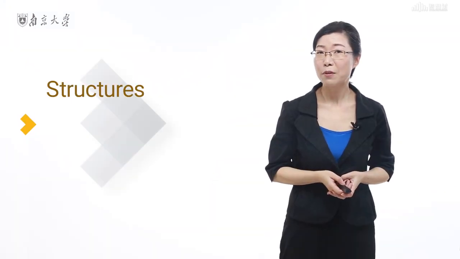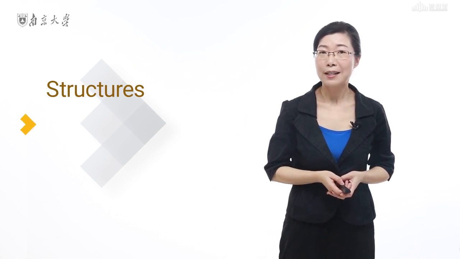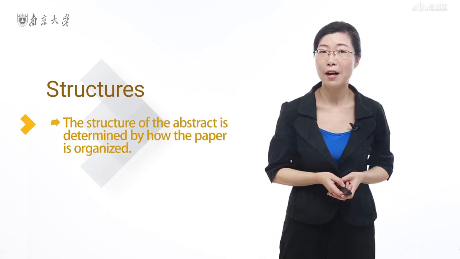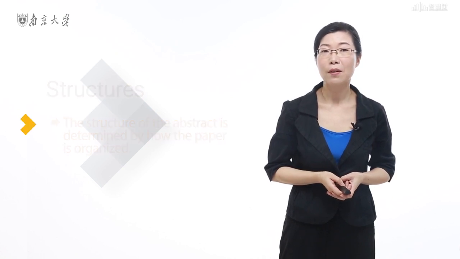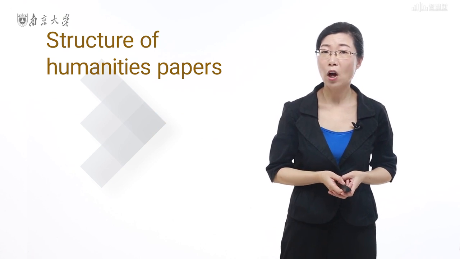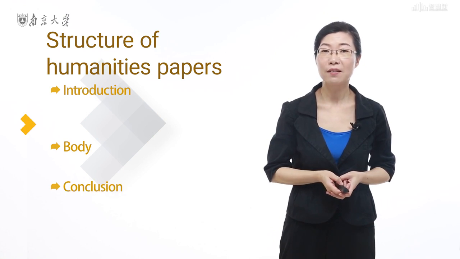After knowing the abstract types, let's come to the common structures of abstracts. Since an abstract is a condensed version of the paper, the structure of the abstract is determined by how the paper is organized. Research papers in humanities are mostly based on logical argument and analysis. Such papers are usually organized into three parts: introduction, body, and conclusion.